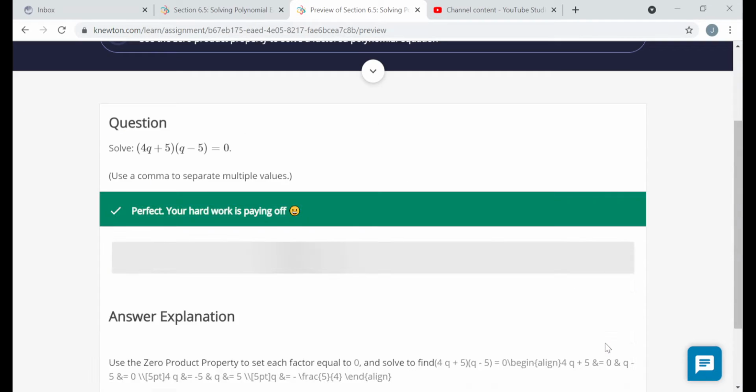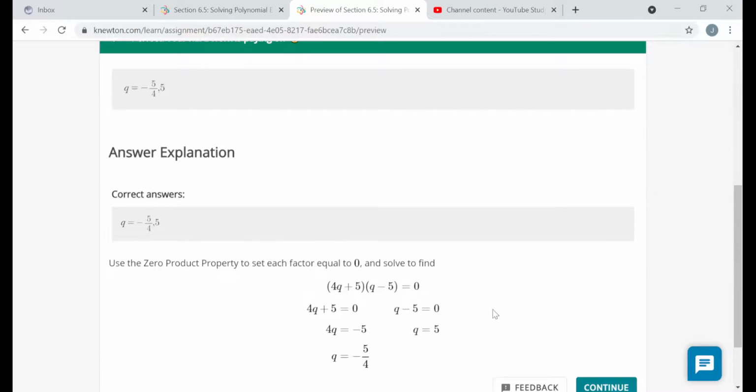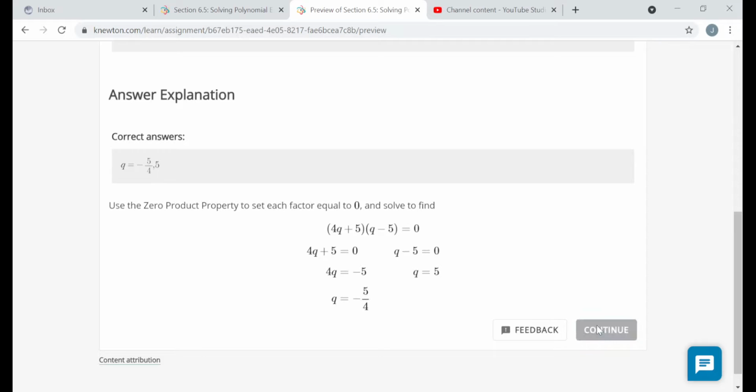So I'm going to do that with the rest of these from this objective. This objective should be quite simple. You'll have a factored polynomial on one side equals 0 on the other, and you're just trying to think of what values of the variables will make each factor 0, and they should be simple. All right.